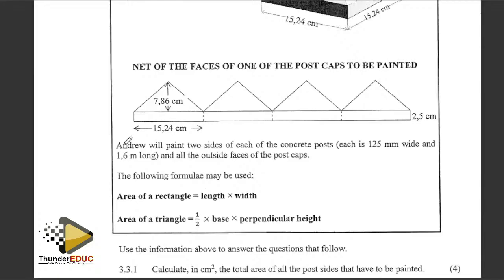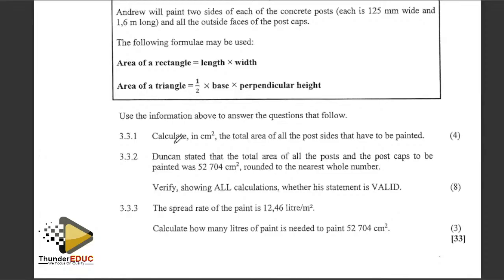All right. Then we go. Andrew wants to paint the two sides of each concrete post. Each concrete post has a dimension of 125 millimeters wide and 1,6 meters long, and all the outside faces of the post caps. All right, there we go. They are asking us, calculate in centimeters squared the total area of all post sides that have to be painted.